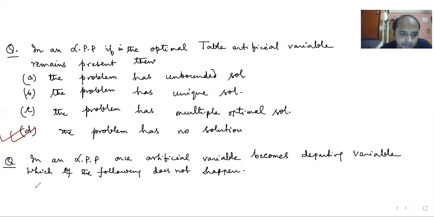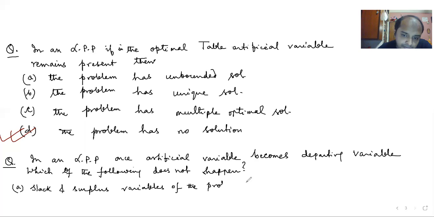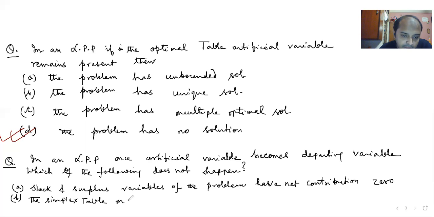Okay, question number one: slack and surplus variables of the problem have net contribution 0. Number two, the simplex table may not be optimal.